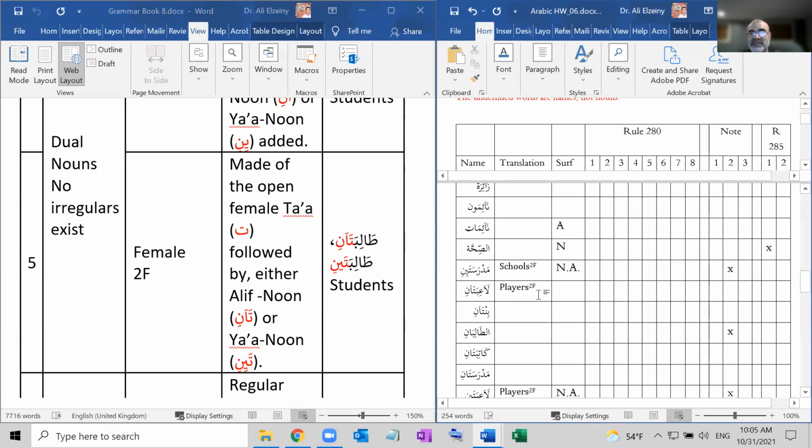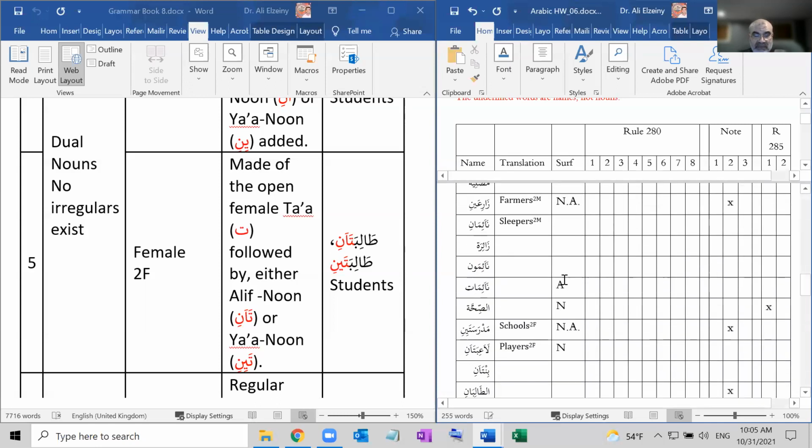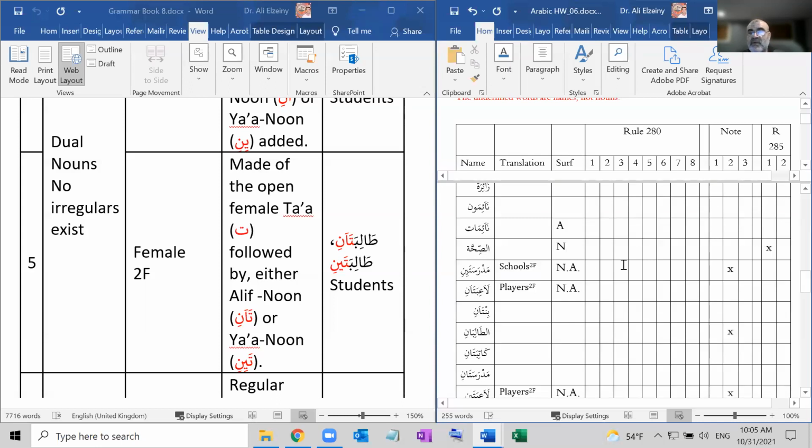And according to this, what's the sarf status? Players are nouns, okay, and it's a double noun. So double noun, it's not applicable according to note number 2.